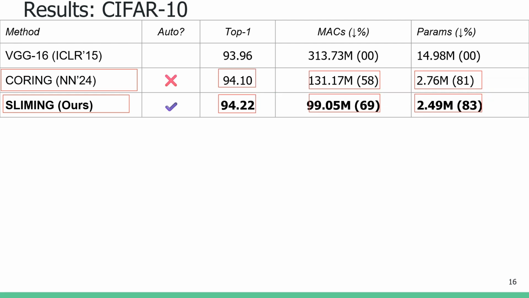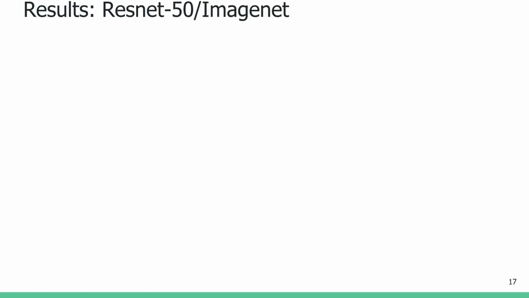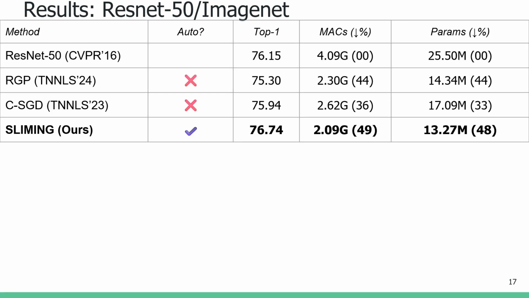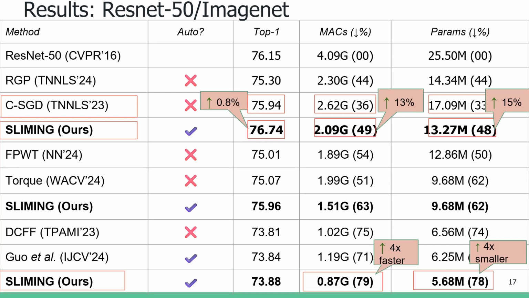The next slide shows the pruning results for VGG 16BN on CIFAR-10. To further test scalability, we evaluated Sliming on the ImageNet dataset using ResNet 50. Across all compression levels, our method consistently outperformed others in both performance and complexity reduction.